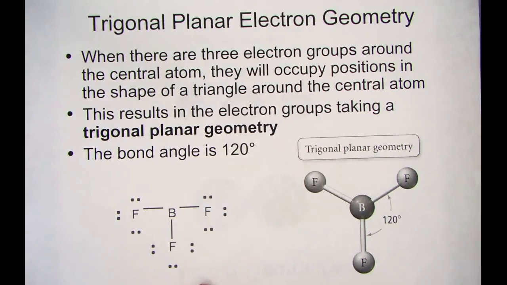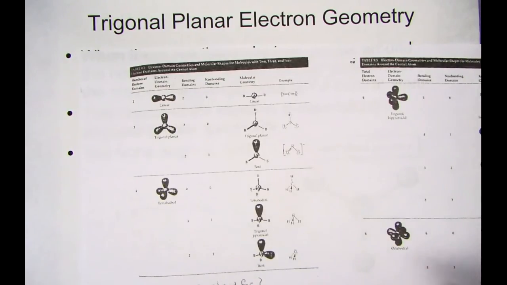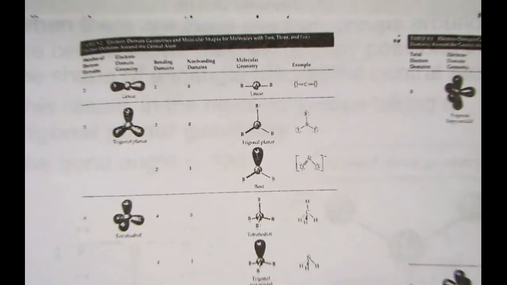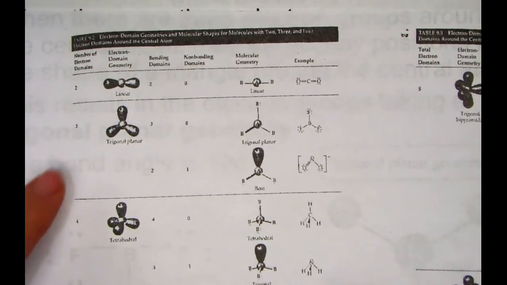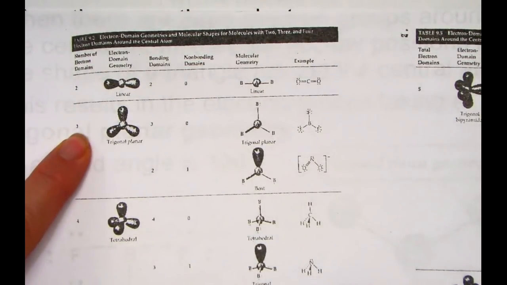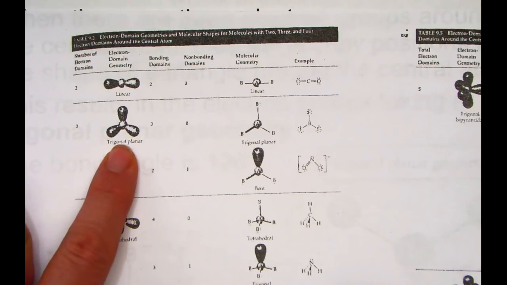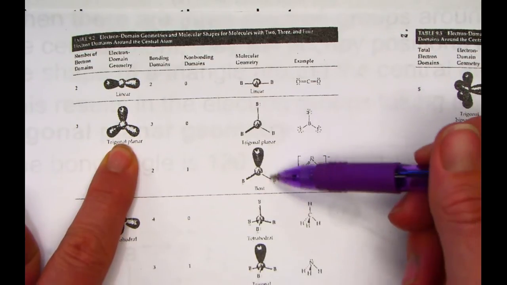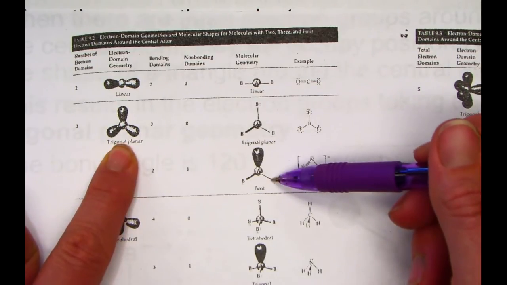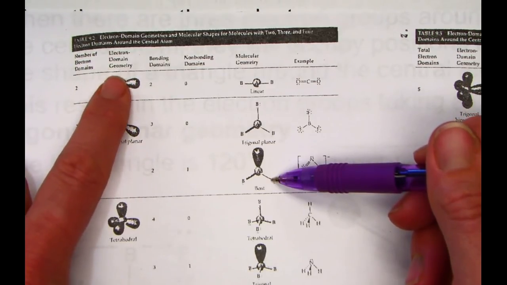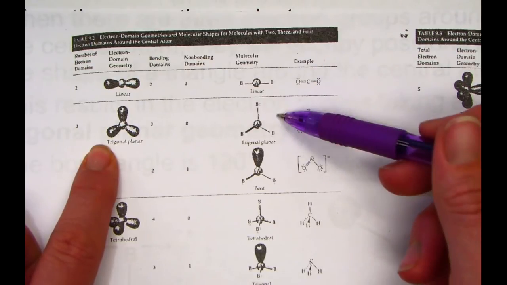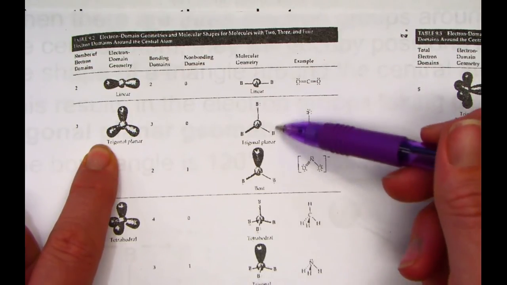The second of our five is called trigonal planar electron geometry. Just to go back to this chart, and I'm going to keep showing this to clarify the whole chapter in one spot. If there are three electron domains, the electron geometry would be trigonal planar. We can see two different molecular geometries based on how many bonding and non-bonding pairs we have. So within the electron domain geometry of trigonal planar, there are two different molecular geometries.